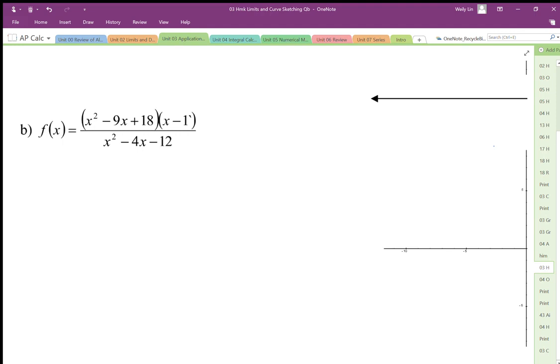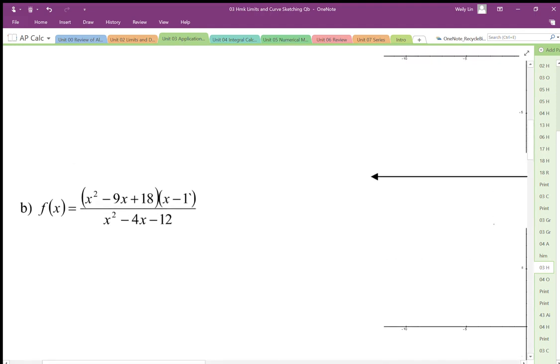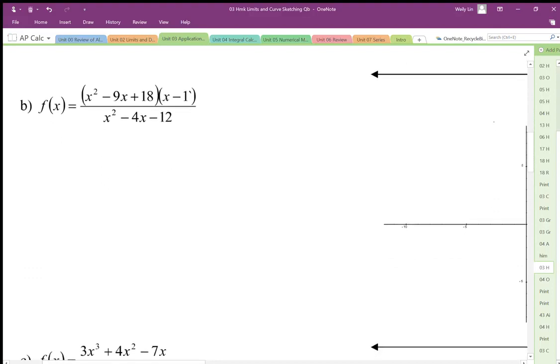Example from homework, curve sketching and limits. And we're going to look at graphing this rational expression. So we're going to look at a few aspects of this.